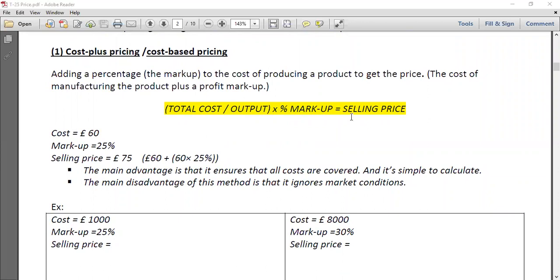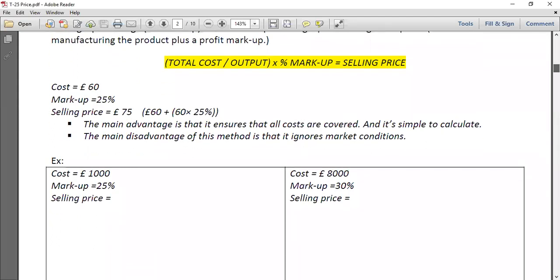There are so many past paper MCQ questions, particularly calculation questions, to find the selling price and markup from this cost plus pricing technique. Look at this example. If the cost of the price is 60 pounds and the markup is 25%, the selling price should be 60 plus 60 into 25%. So 60 into 25% is 15. So 60 plus 15 is 75 pounds.